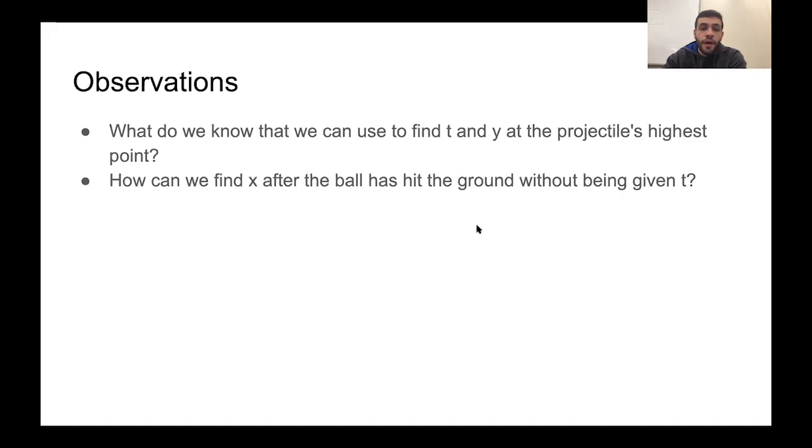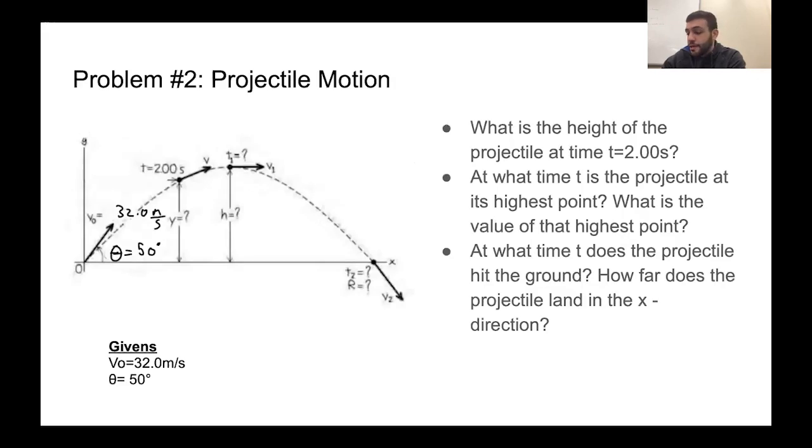How can we find x after the ball has hit the ground without being given t? If we go back to our problem, there's not much we know about it when it's going in the x direction. So what two things would we have to connect in order to find out where it lands in the x direction, using the limited knowledge that we have about the ball moving in the x direction? Because if we plug that into our variables, we probably would not get anything right now. So we probably have to use some other method of finding it.